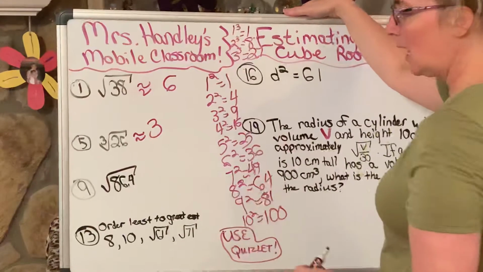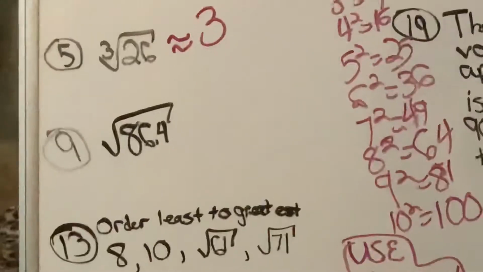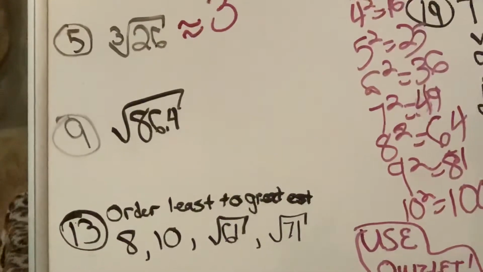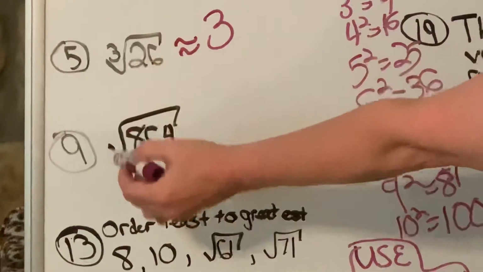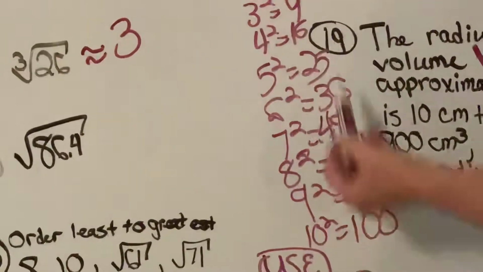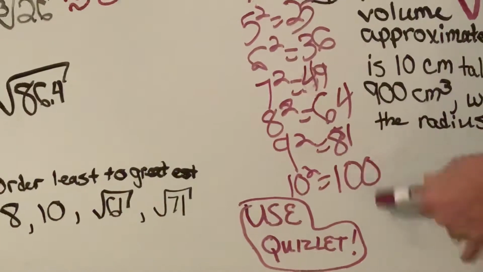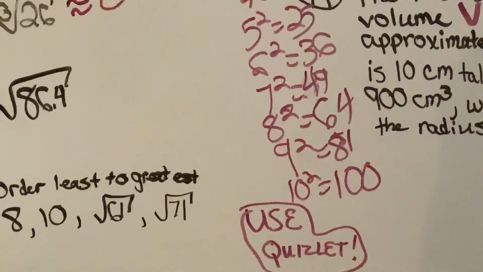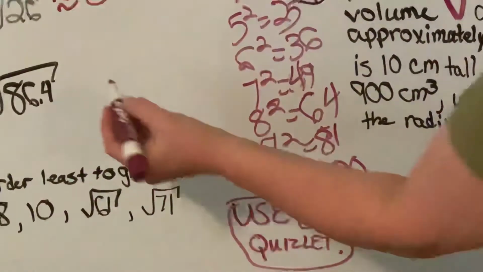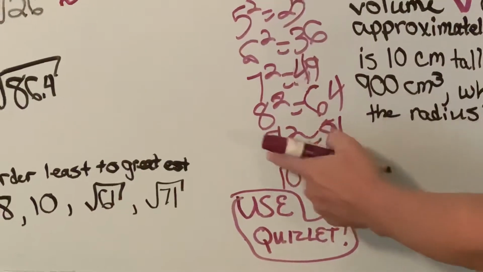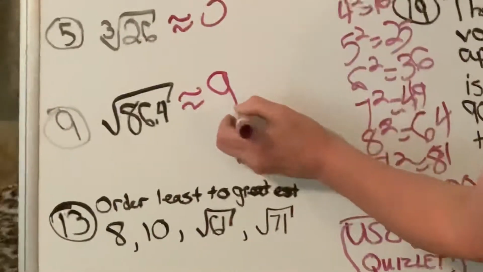Okay, so number 9. You may be freaking out because there are decimals and fractions on your paper. It's okay, you're still doing an estimate. So this is a square root. This one's the cube root because of the little 3. So we're back to square roots. We look in our list. Where does 86 fall? It will fall between 81 and 100. Is it closer to 81 or is it closer to 100? Yes, it is closer to 81, so the approximation is approximately 9.